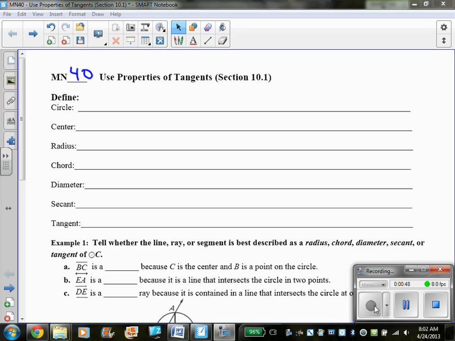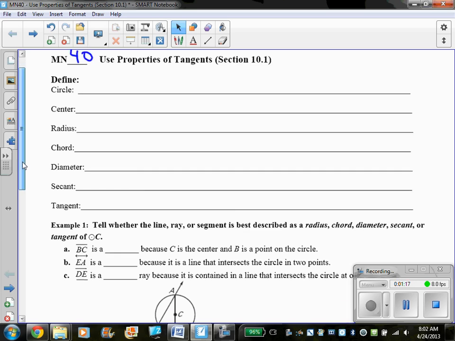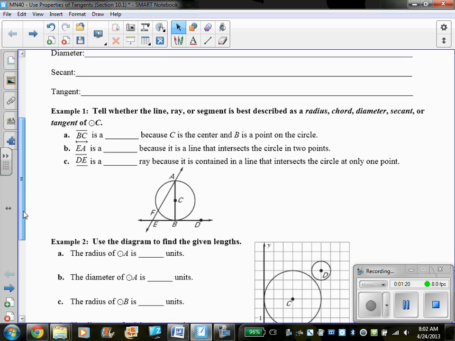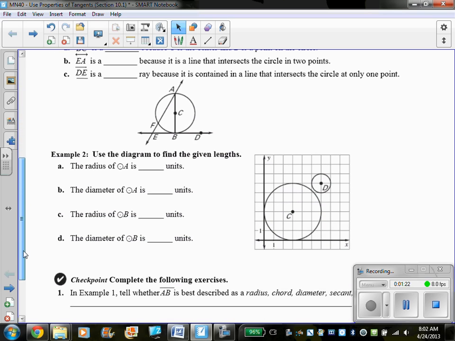At the beginning of this chapter, we do have a bunch of definitions, as you can see on the note guide: circle, center, radius, chord, diameter, secant, tangent. You're going to use either the glossary in the back of your textbook or section 10.1 in your textbook to define each of these words. It helps a lot for many students to draw a diagram as well and label it so that you can recognize the difference between each of these words. From there, you want to do example number 1, example number 2, and down here the checkpoint.